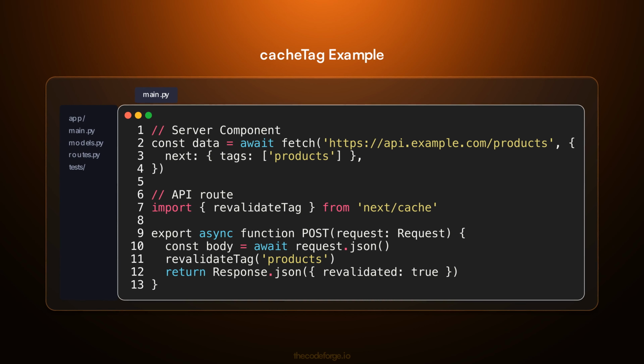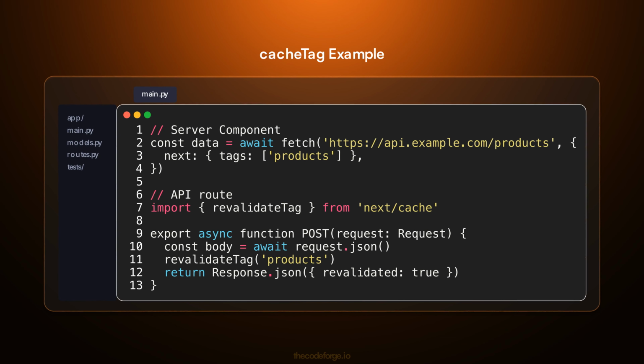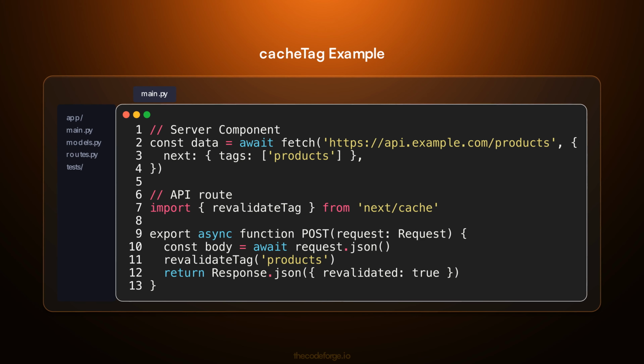Here we tag a fetch call with products. Then in an API route, we call revalidateTag, products, to invalidate all cached responses with that tag. The invalidation is lazy. It marks entries as stale, and the next request triggers a background refresh.